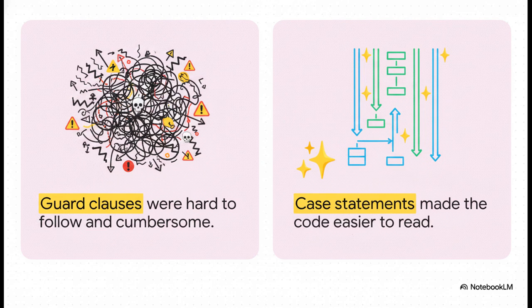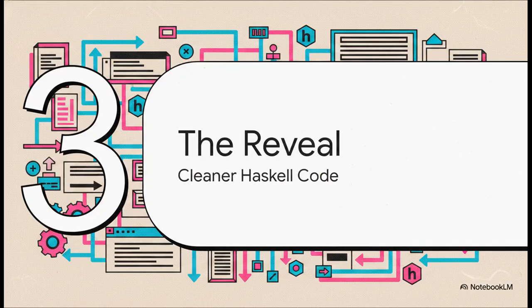But by replacing those clunky guards with case statements, the whole flow becomes instantly transparent. You can visually step through the logic naturally and see exactly where the code branches and exactly how the data is moving through the pipeline. And that leads us right into part three, the reveal, simpler, cleaner Haskell code.